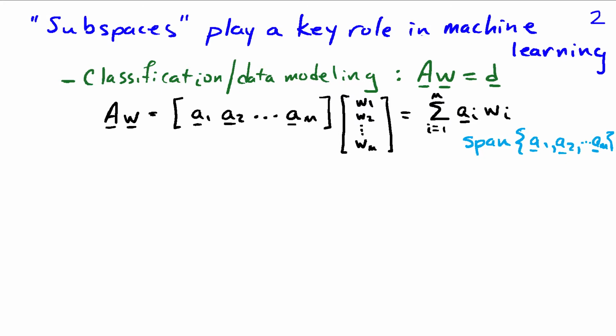Subspaces play a key role in many machine learning problems. So far, we've looked at the classification and data modeling problem, which leads to solving the system of equations AW equals D. If we look at the types of solutions that we can obtain using this, AW is just a weighted combination of the columns of A. So this solution has to lie in the span of these vectors. It has to be able to be expressed as a weighted sum of those vectors.